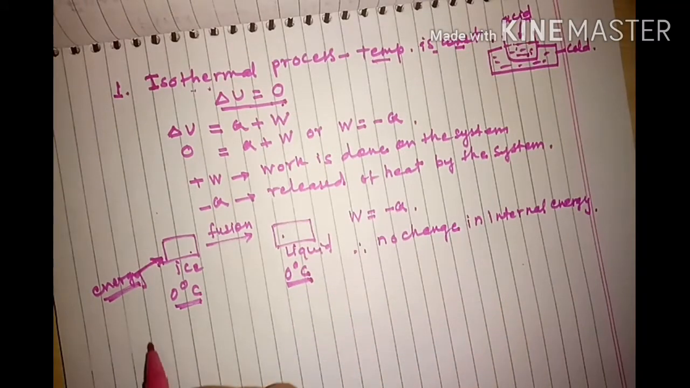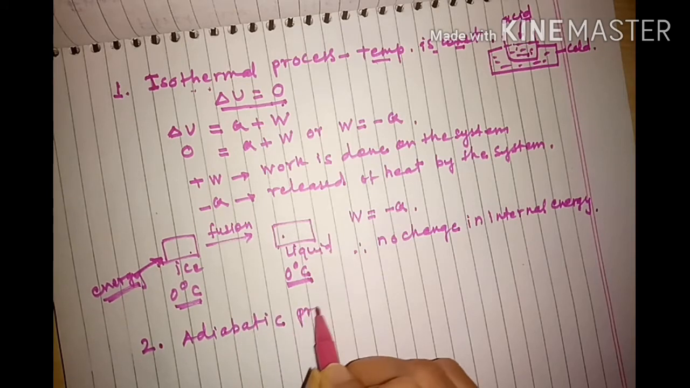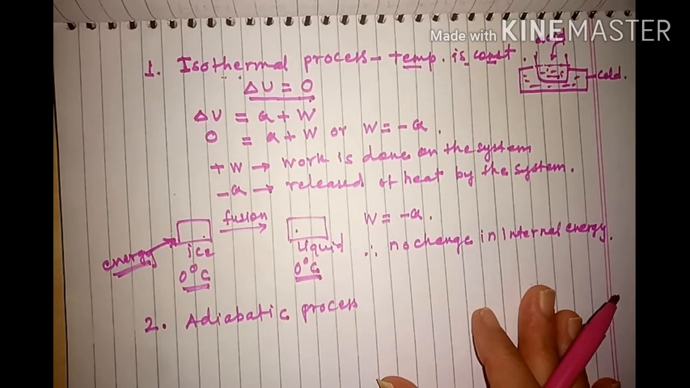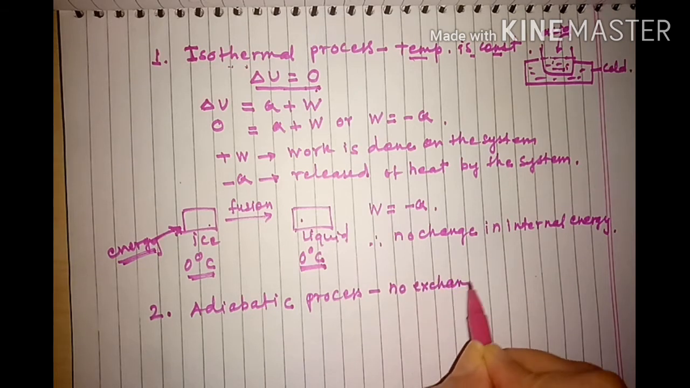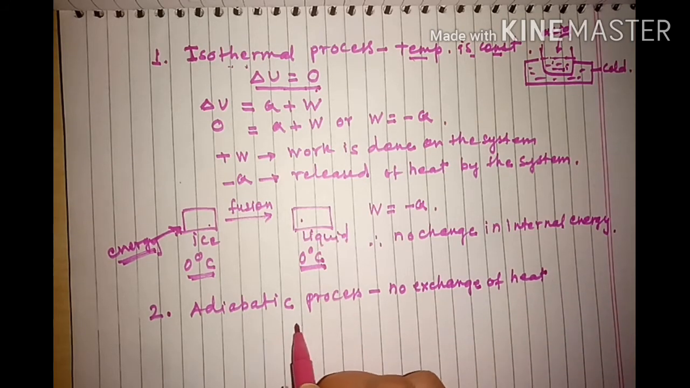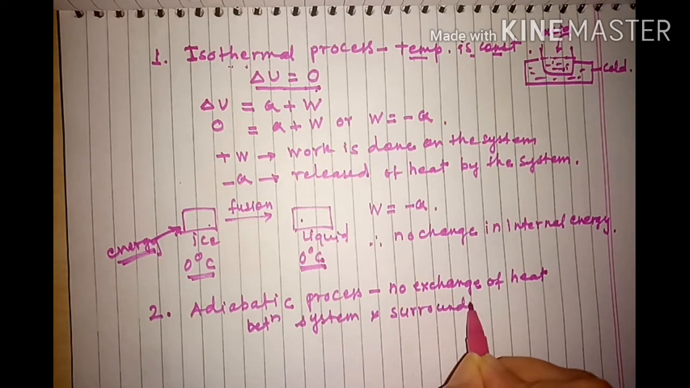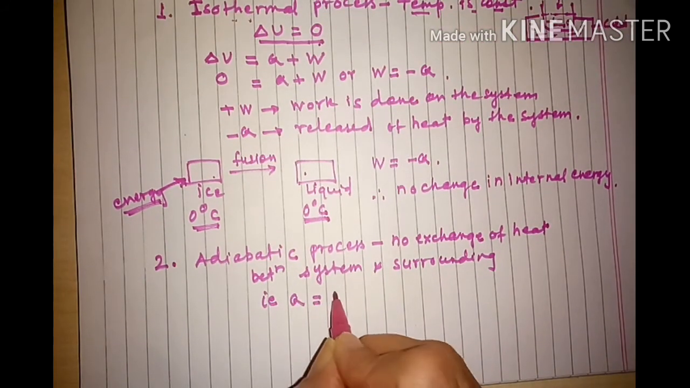Now coming back to the next thing, that is the second process, the adiabatic process. In case of adiabatic process, as you are already aware, there is no exchange of heat between system and surrounding. So in this case you can write Q will be equal to 0.